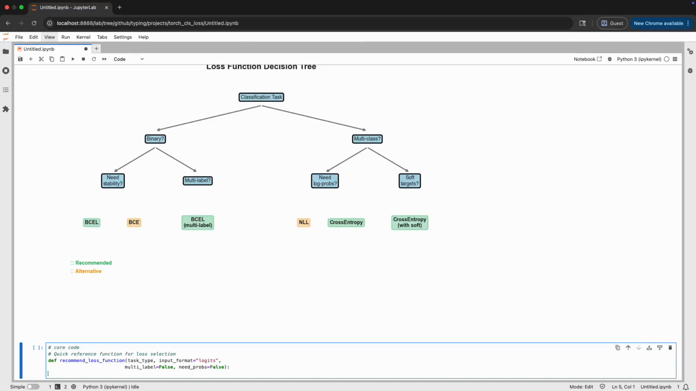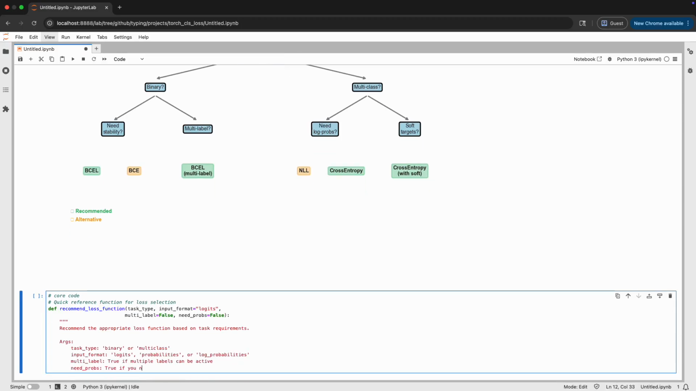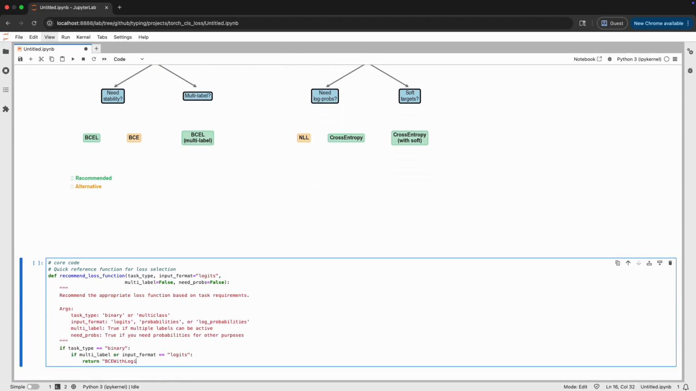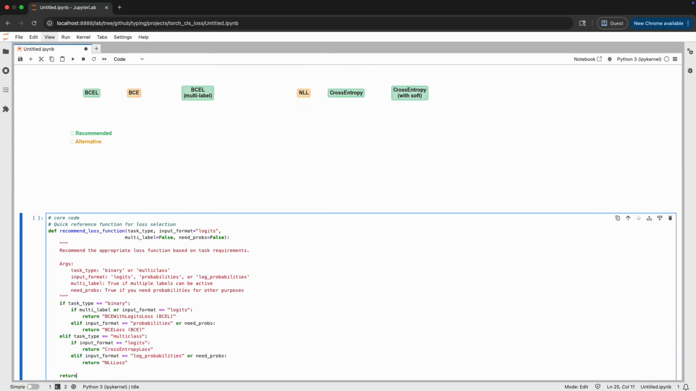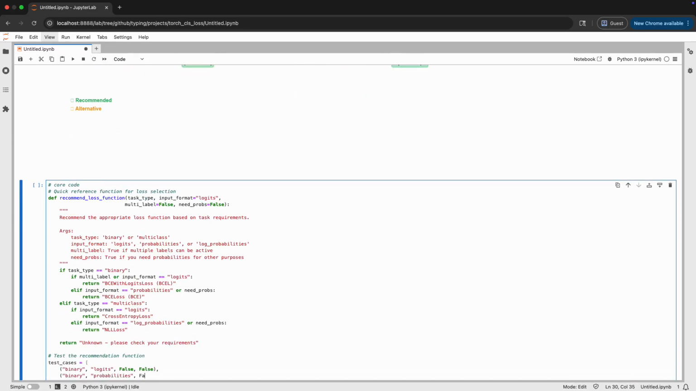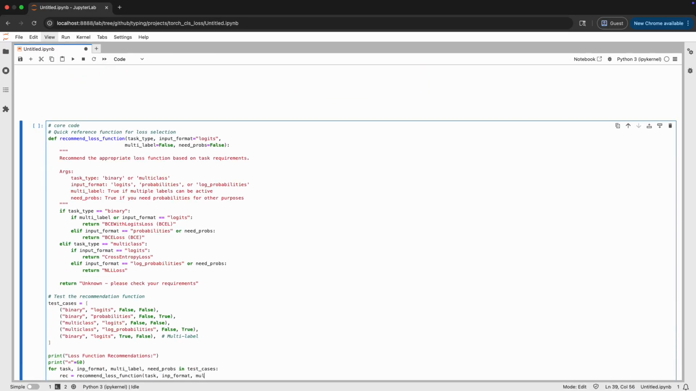Finally, let me provide a quick reference function that recommends the appropriate loss function based on your requirements. This function takes into account the task type, input format, whether it's multi-label, and if you need probabilities for other purposes. Let me test it with several common scenarios.